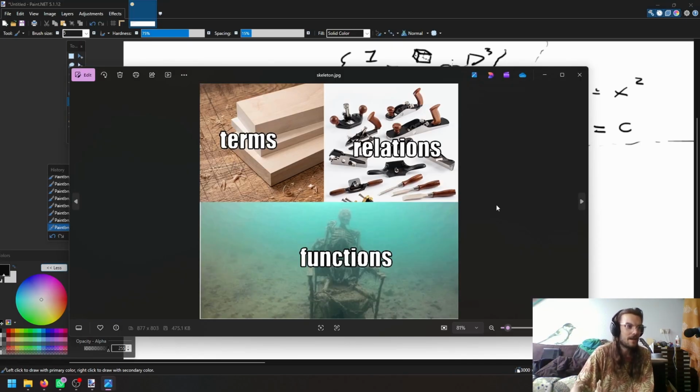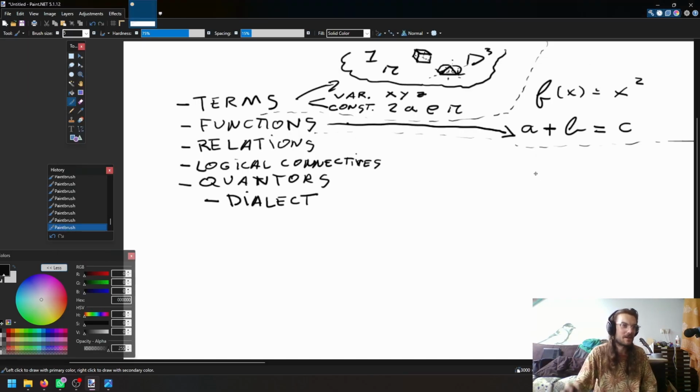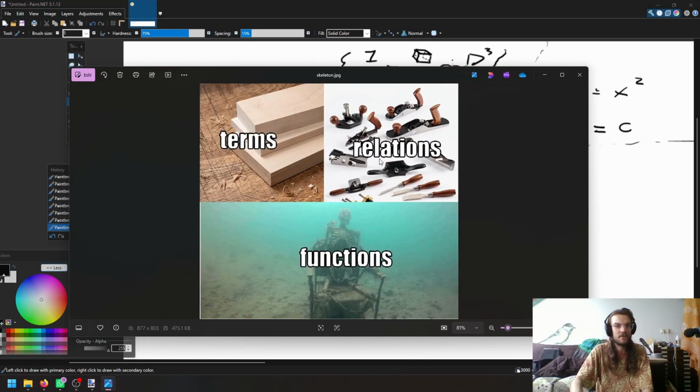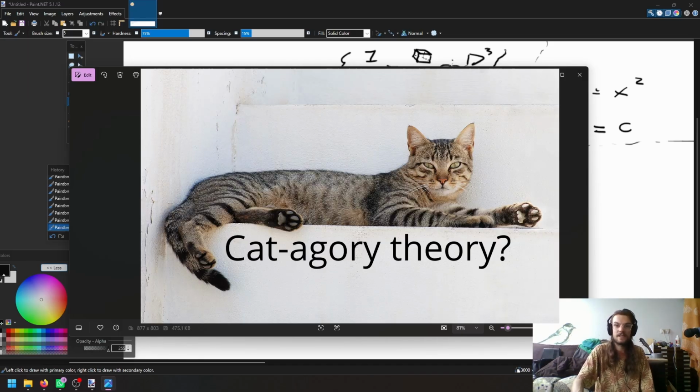So last time I made this little meme about the mediocre woodworking analogy, and I said that functions are kind of like forgotten or not really important, but that's only the case in what I earlier called ZFC, or main branch mathematics, Zermelo-Fraenkel choice, and we'll get into what that means. However, there are different interpretations of main branch mathematics, such as category theory.